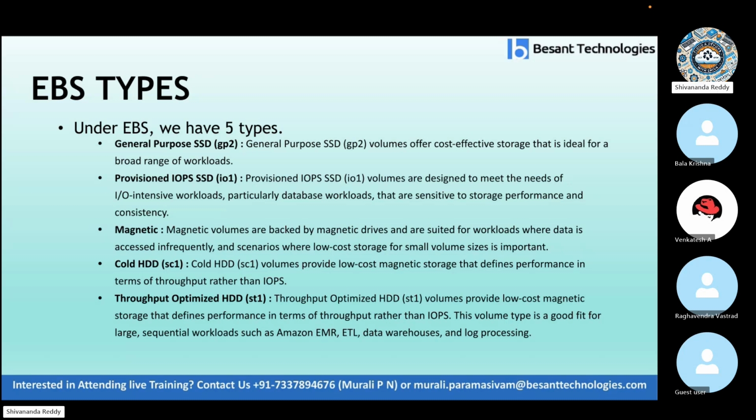If you're looking for more speed of operation, I gave the example of the HP pen drive and the SanDisk pen drive. The SanDisk pen drive is low cost, but data transfer is also low. The HP pen drive is high cost, and data transfer is also high. That is provisioned IOPS, input output operations. These volumes are designed to meet the needs of IO intensive workloads, particularly database workloads. I mean to say, generally for database workloads we use provisioned IOPS only, which are sensitive to storage performance and consistency.